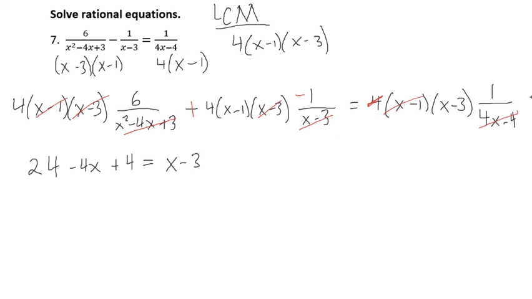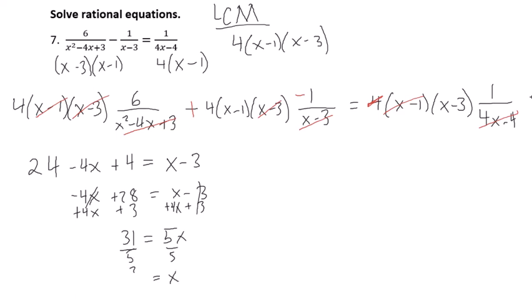Okay, let's go ahead and get our x's to one side, combine like terms. -4x plus 28 equals x minus 3. I'm going to add 3 and add 4x. And now I have 28 plus 3, which is 31, equals 5x, because that cancels and that cancels. And divide both sides by 5, and we get x equals 31 over 5.